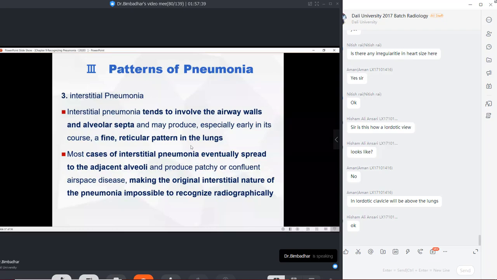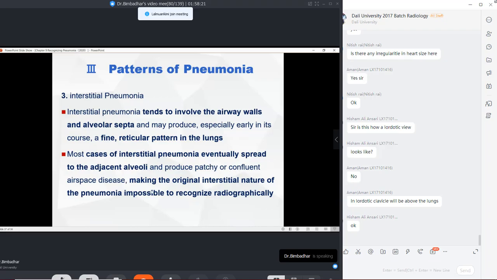Nodular and reticulonodular patterns are related to fibroproliferative diseases like tuberculosis, sarcoidosis, etc. But interstitial pneumonia in particular shows a reticular pattern, and it will be a fine reticular pattern. We will see what is fine and coarse, but a fine reticular pattern is a characteristic feature of interstitial pneumonia, and they spread to the adjacent alveoli. They spread to the surrounding alveoli and produce patchy or confluent airspace disease.